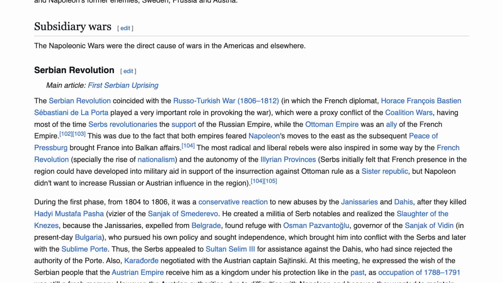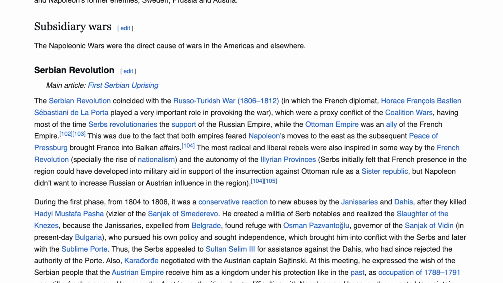Territories allied with the French included the kingdoms of Denmark-Norway, the Kingdom of Spain, under Joseph Bonaparte, Napoleon's elder brother, the Kingdom of Westphalia, under Jerome Bonaparte, Napoleon's younger brother, the Kingdom of Naples, under Joachim Murat, husband of Napoleon's sister Caroline, the Principality of Lucca and Piombino, under Eliza Bonaparte, Napoleon's sister, and her husband Felice Bacciocchi, and Napoleon's former enemies, Sweden, Prussia and Austria.